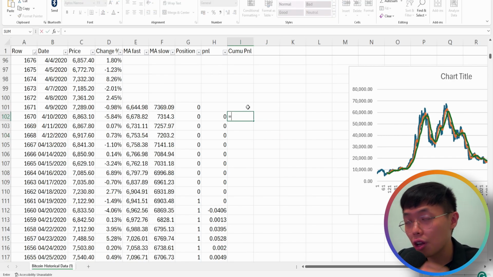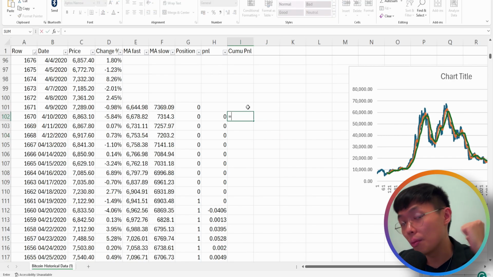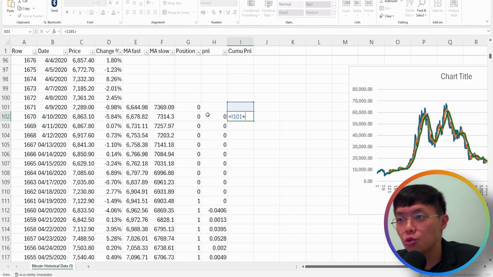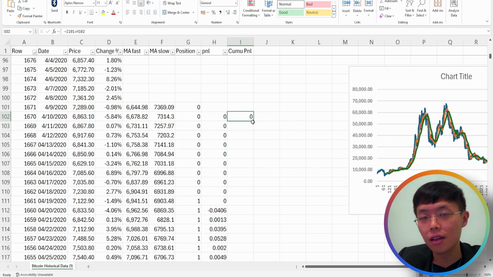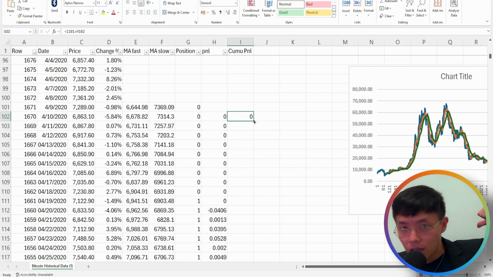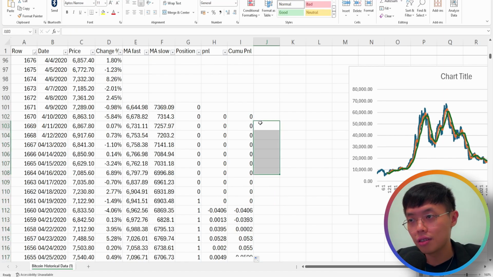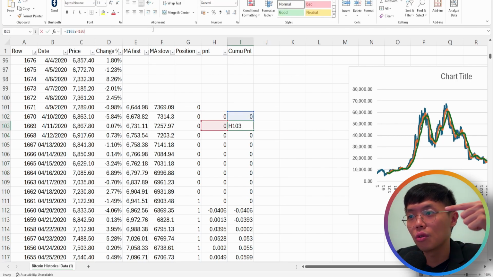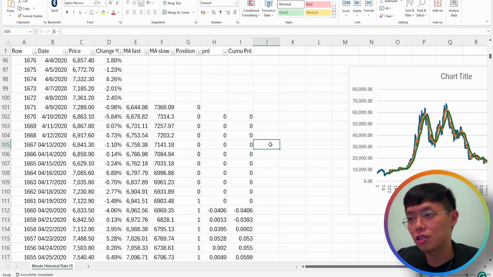So how to calculate cumulative P&L? Basically, I check my previous cumulative P&L and add up today's P&L. So I'm going to add all the P&L with the cumulative P&L from yesterday. So the formula is yesterday's cumulative P&L, I'm going to add today's P&L. Then again, the following one will be exactly the same. We'll just keep on repeating.